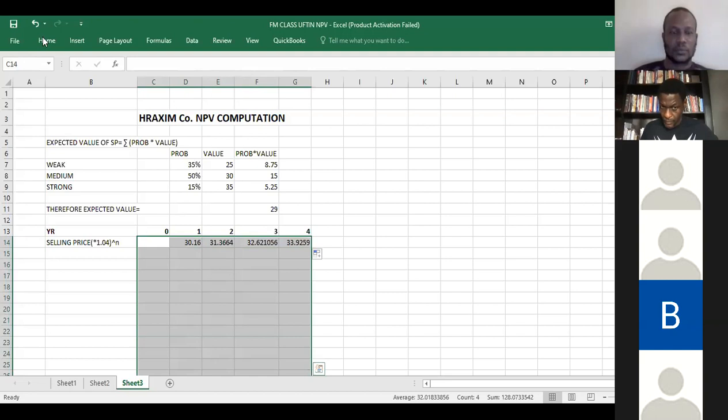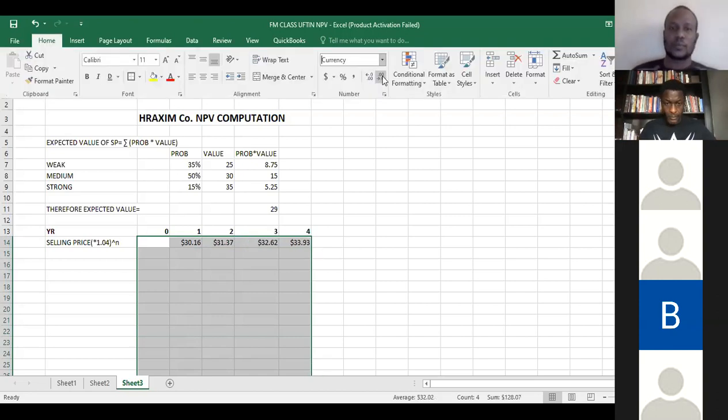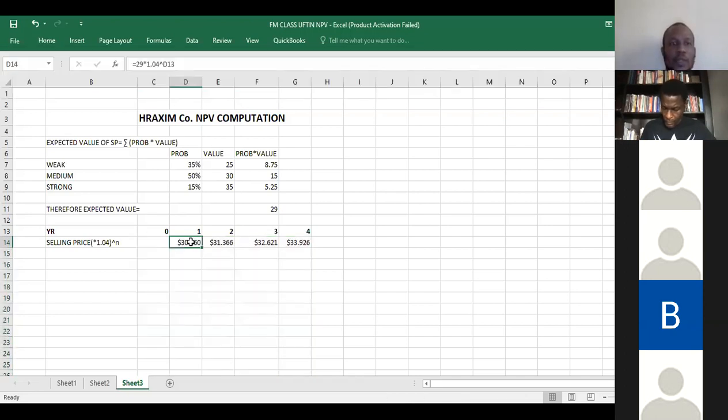Okay, so we have that. Sorry, Brian, can you walk us through how you did the formula? Okay, so I did the formula as 29 multiplied by 1.04 raised to power D13. So I used the 1 here so that I could drag it. Okay, okay.